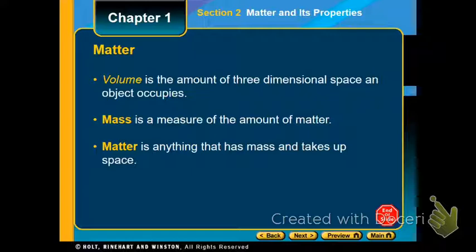So starting off, we've got three definitions: volume, mass, and matter. Volume is the amount of three-dimensional space an object occupies. Mass is the measure of the amount of matter, and matter is anything that has mass and takes up space. So in other words, matter is anything that has mass and has volume. Mass and volume. Please write those down.